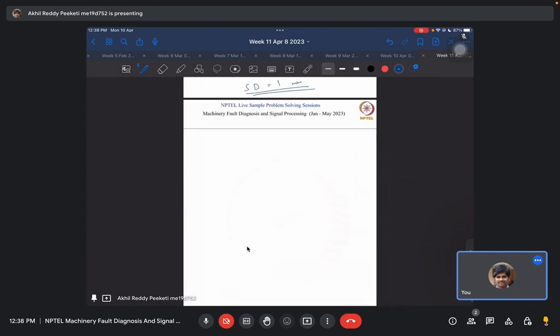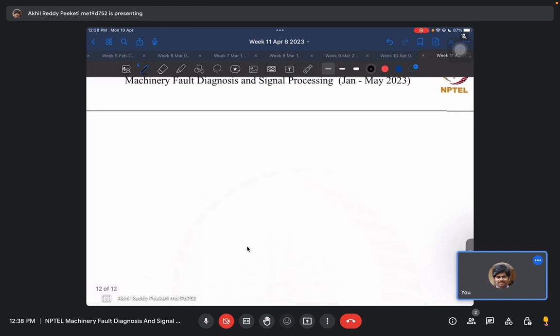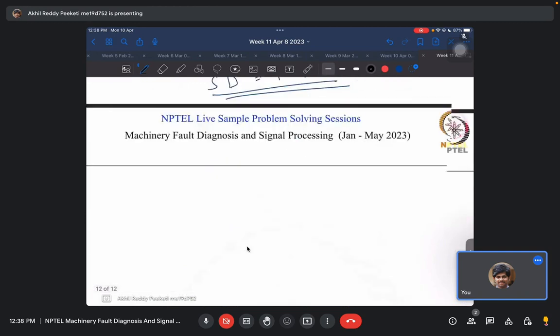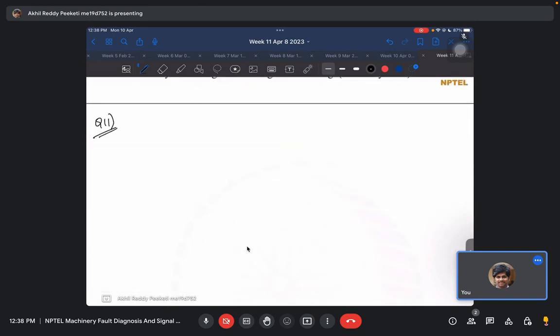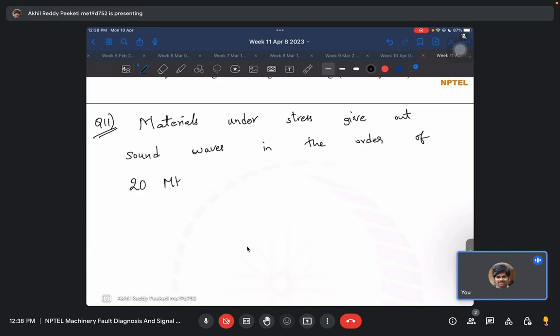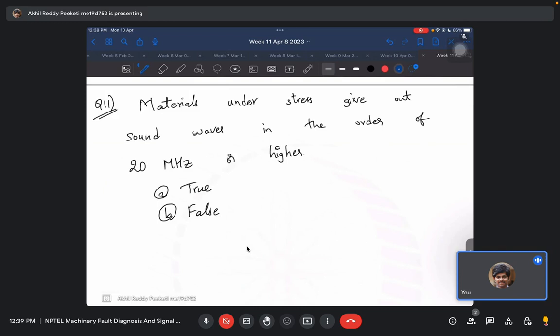Okay, now let's move to the next question. Materials under stress give out sound waves in the order of 20 megahertz or higher. So this is acoustic emission.